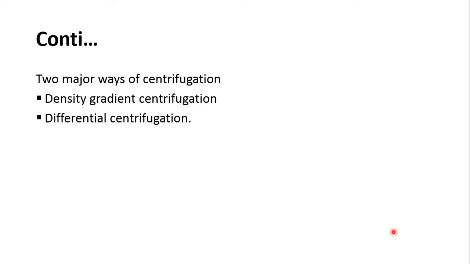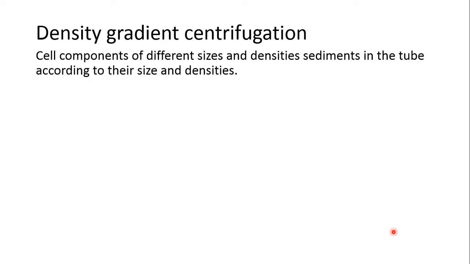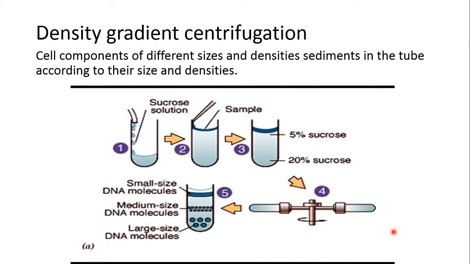So there are two major ways of centrifugation. First is density gradient centrifugation, and second is differential centrifugation. What are these two? First of all, we will discuss density gradient centrifugation. In density gradient centrifugation, cell components of different sizes and densities sediment in tubes according to their size and density. Same thing, size and density. But how this occurs, we will describe by a diagram.